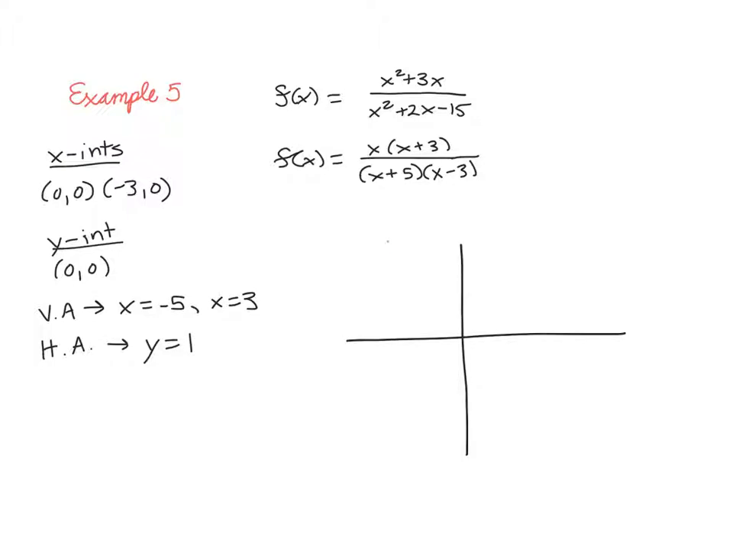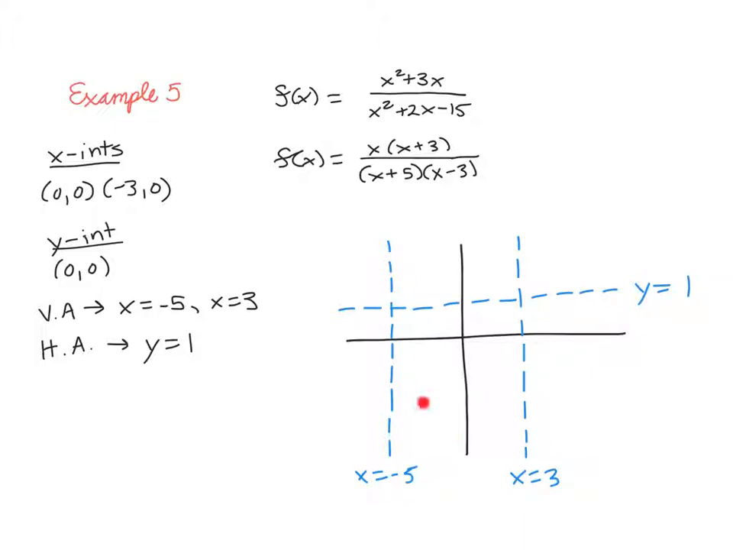So here's, let's call this x equals negative 5. And here's x equals 3. And then y equals 1. So I want to remind you that when we have two vertical asymptotes, it's perfectly acceptable for our graph to cross over our horizontal asymptote somewhere in the middle here.